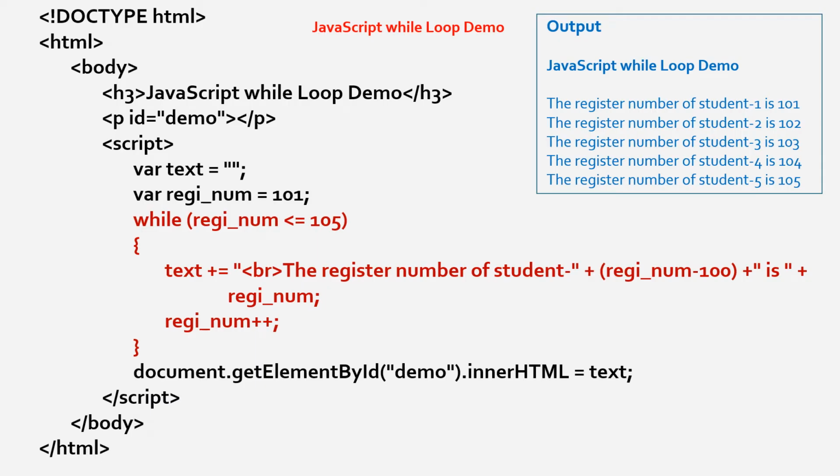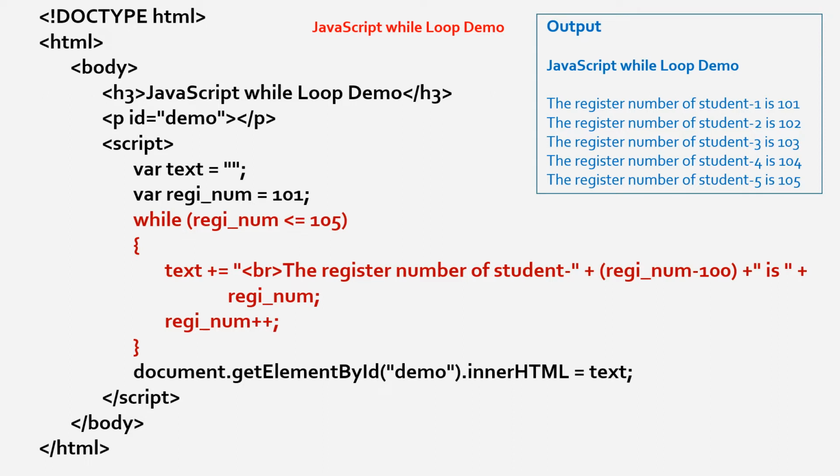This JavaScript illustrates how a while loop can be used. As I discussed earlier, our intention is to display register numbers starting from 101 to 105. So here, initially the register number is assigned as 101. The condition we are giving is while the register number is less than or equal to 105. Now that condition is true, so it will enter into the while loop.